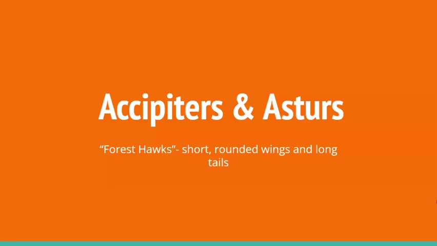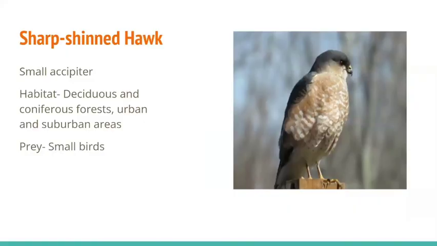So that was it for our buteos. Now we're on to our formerly all accipiters, now accipiters and asters. So those are the forest hawks. These are hawks that tend to have very short, rounded wings with long tails that are perfect for maneuvering through the branches and brush of a forest environment.